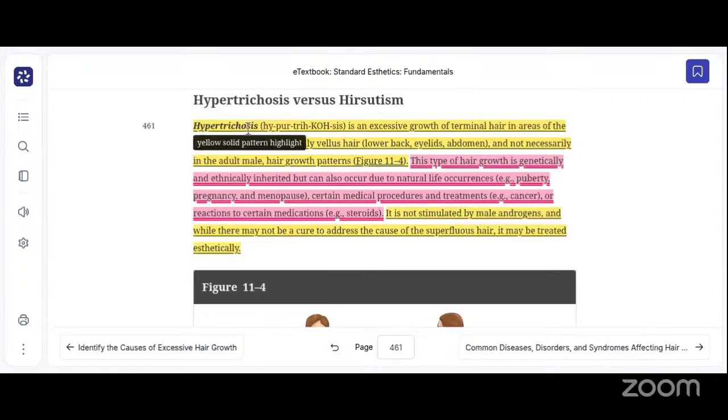Hypertrichosis, excessive growth of terminal hair in areas of the body that normally grow only vellus hair. All right. You'll say, Ms. Cox, what is vellus hair? Where is vellus hair? Well, we are born. Okay. Vellus hair is the back, the eyelids, the abdomen, the hair that you see on the body that does not have pigment. Okay.